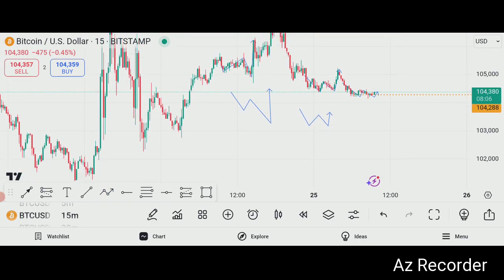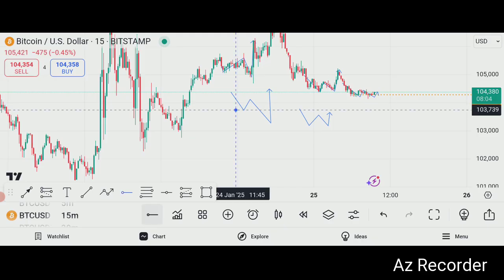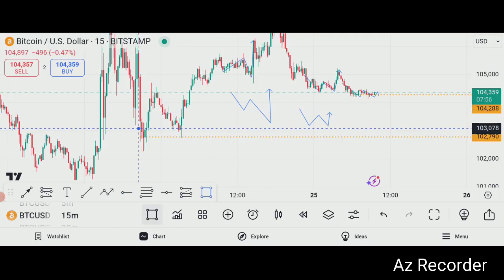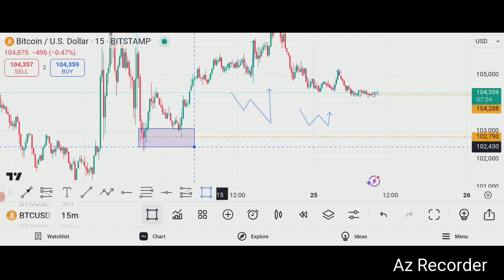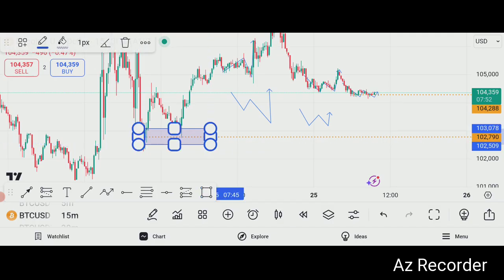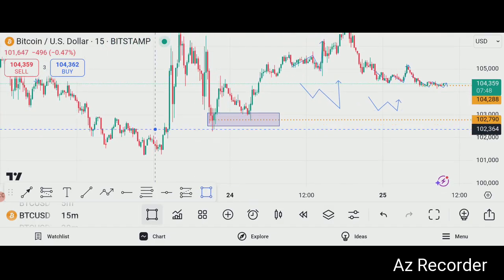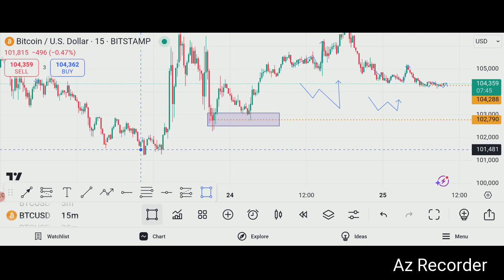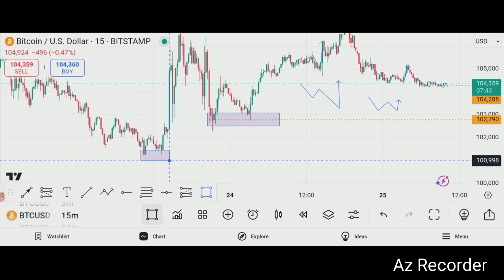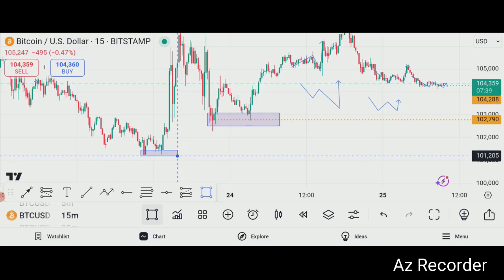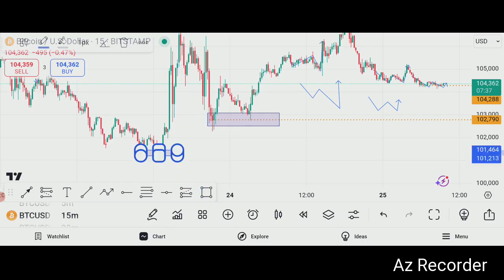Now if you watch this one right here, another perfect W pattern right here. You can see right from this place down to here, you can see price formed a perfect W pattern right there. If you watch right here too, you see another perfect W pattern right here. Perfect W pattern right here.